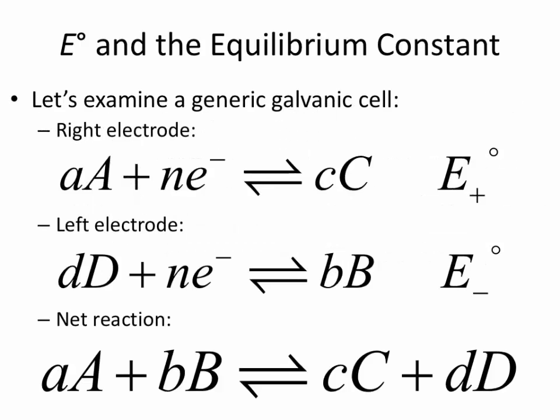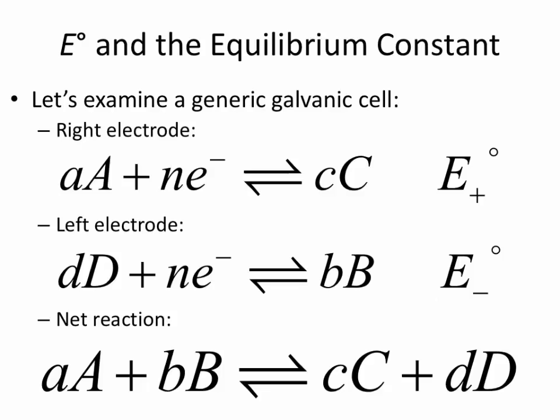So let's examine a generic galvanic cell. At the right electrode, we have a moles of A reacting with n electrons to give us c moles of C, and this is our E0 plus, because it's our right electrode. And at the left electrode, we have d moles of D reacting with n electrons to give us b moles of B, and this is our E0 minus.